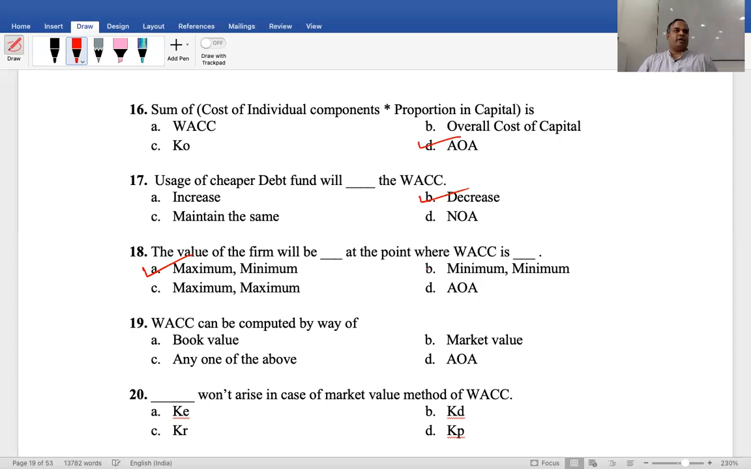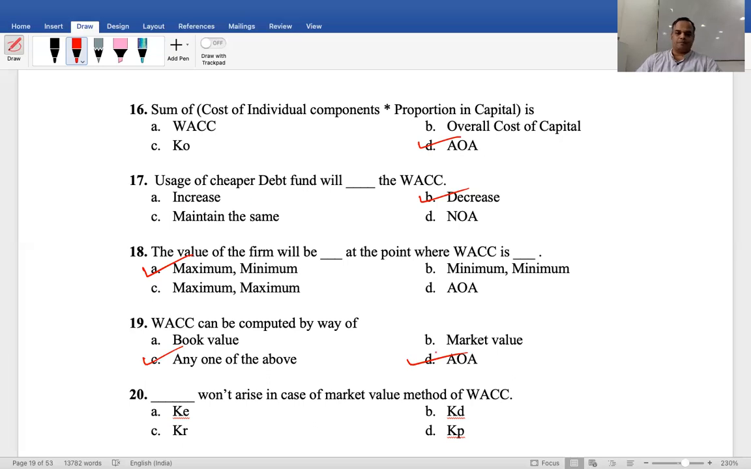Now, WACC can be computed by way of book value, market value, any one of the above, all of the above. All of the above. Both the methods are possible. WACC can be computed either by way of book value or by way of market value. So C may be the correct answer. Am I right or not?